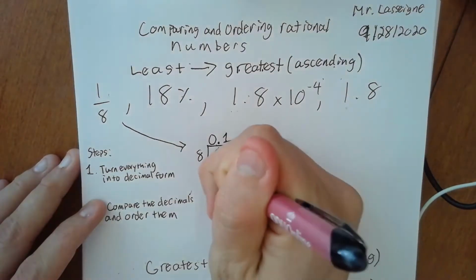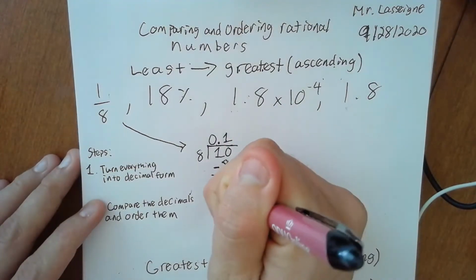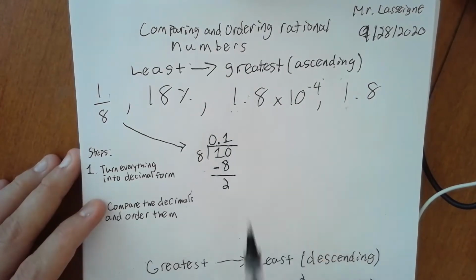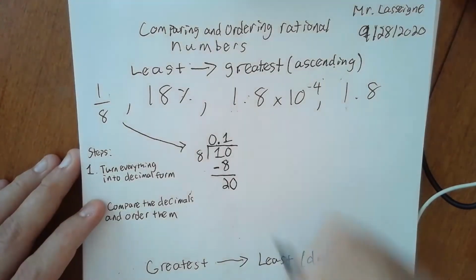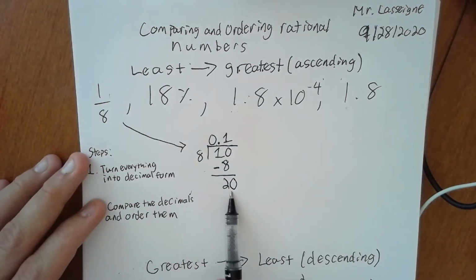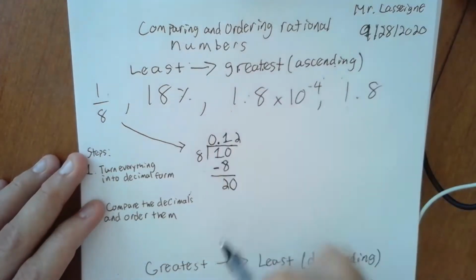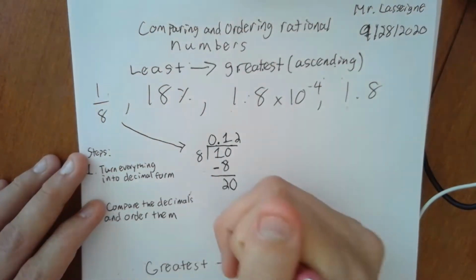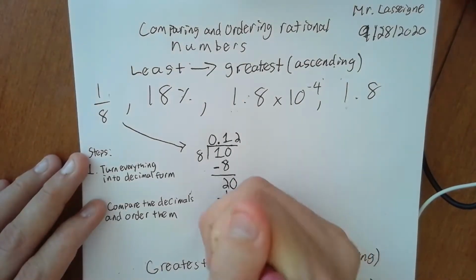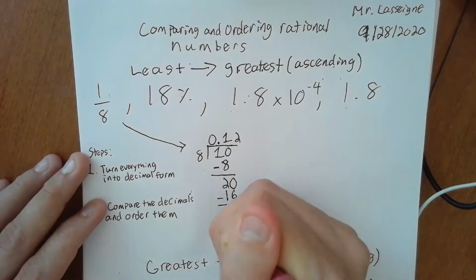So now I subtract these two numbers, and I get 2. Once again, now I'm moving to my hundredths place, my next place value, so I have to put a 0 on that too. We have to ask ourselves, how many times does 8 go into 20? The answer is twice. And what is 8 times 2? Well, that's 16. We subtract 20 minus 16, that's 4.